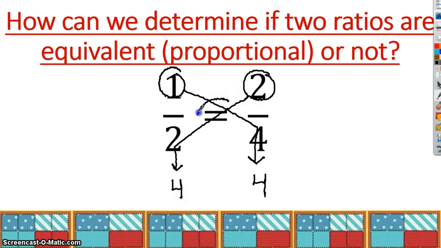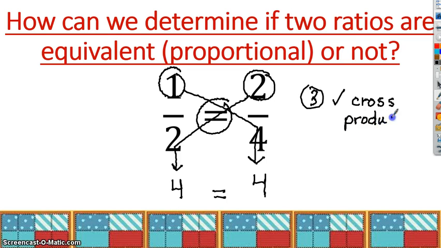If 2 ratios are equal, then their cross products will be equal as well. So our third option is to check cross products to determine if they are equal in value or not. If the cross products are equal, then the ratios are equal.